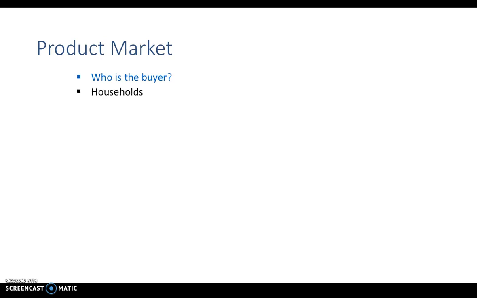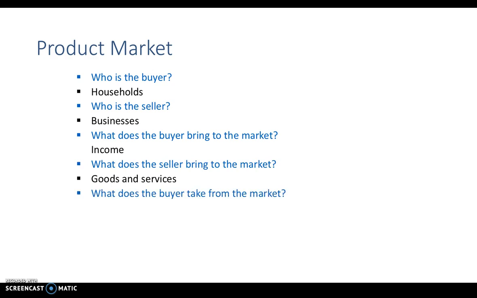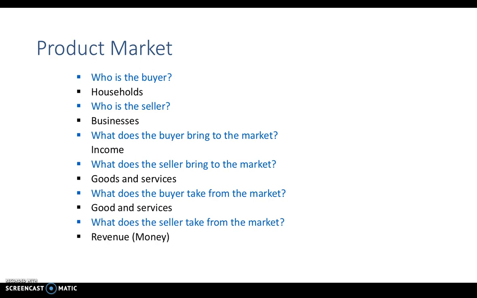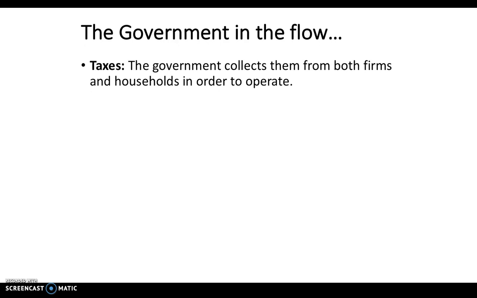Product market, who's the buyer? It's the households. Who's the seller? It's the businesses or firms. What does the buyer bring to the market? Income. What does the seller bring to the market? Goods and services. What is the buyer taking from the market? Goods and services. What is the seller taking from the market? Revenue, money. And the government in the flow, remember they're always taking the taxes.